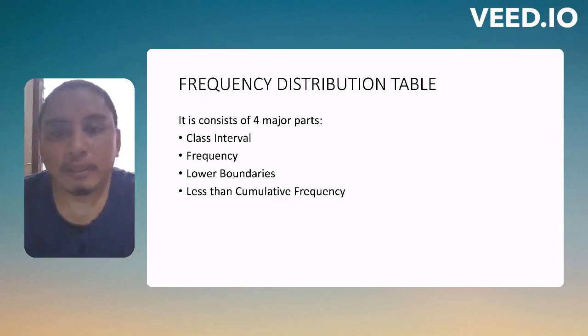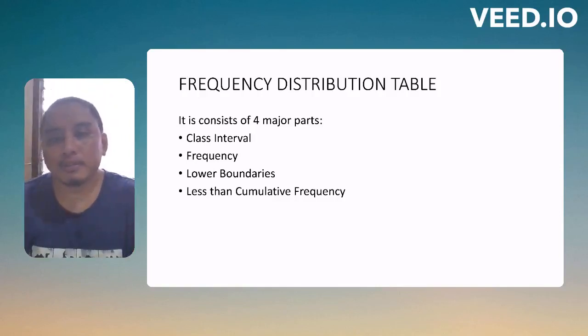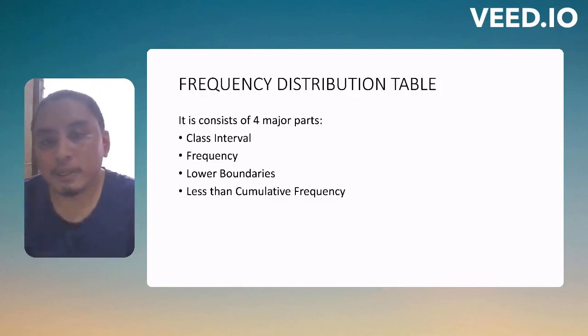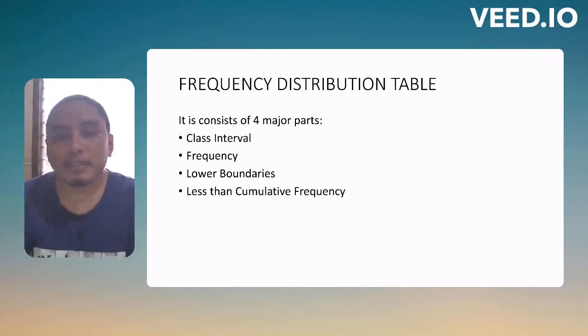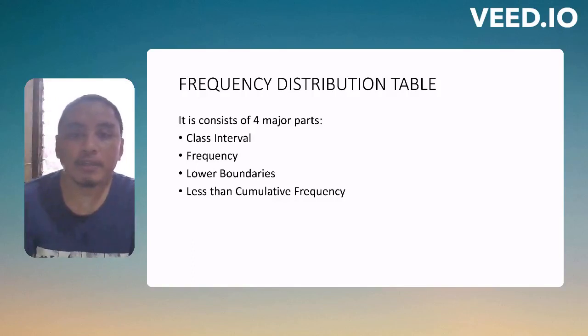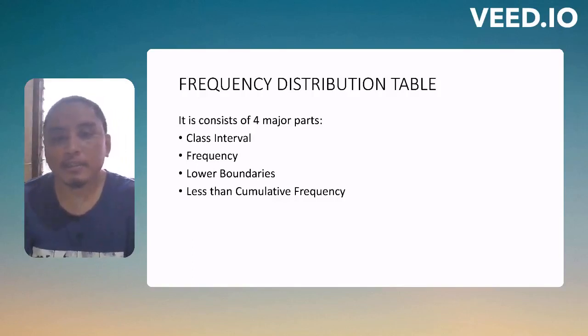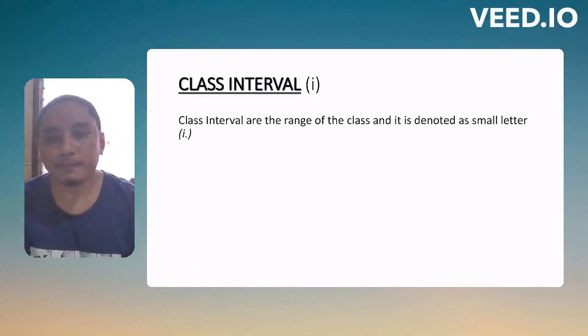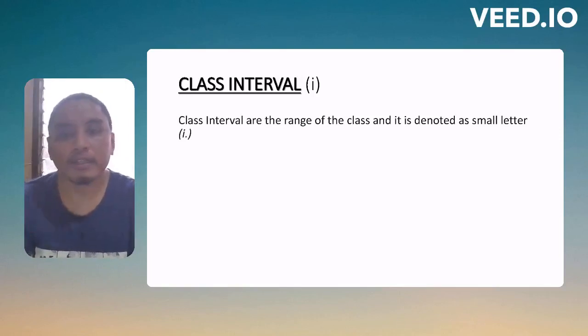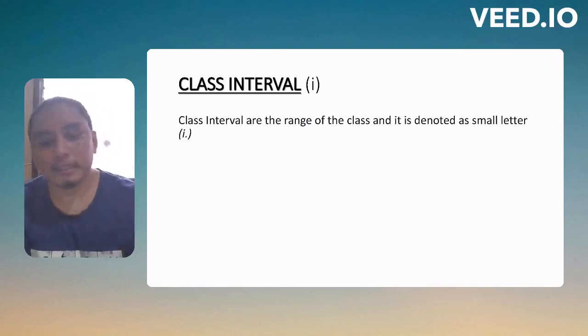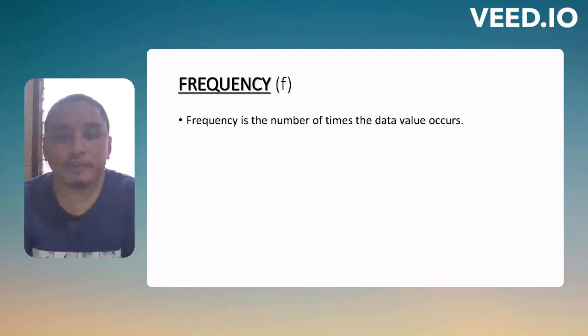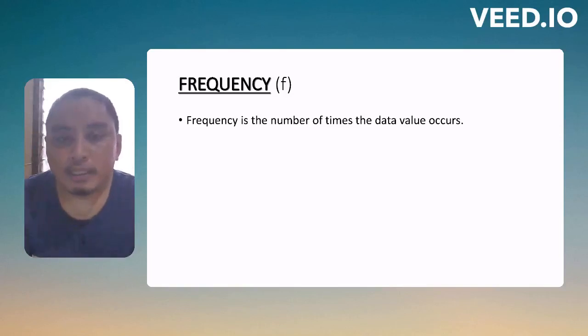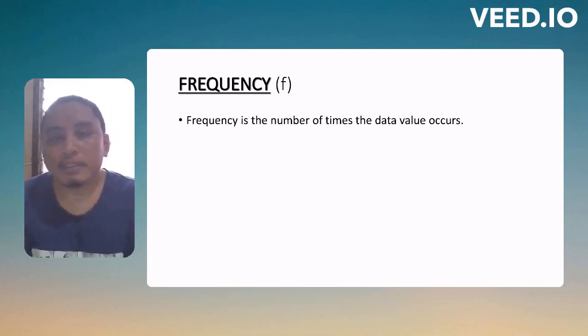Frequency distribution table. A frequency distribution table consists of four major parts: the class interval, frequency, lower boundaries, and less than cumulative frequency. Class interval. Class interval is the range of the class and is denoted as a small letter i. Frequency. Frequency is the number of times the data value occurs.